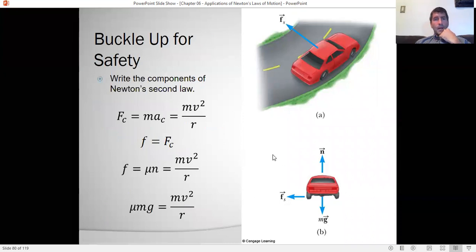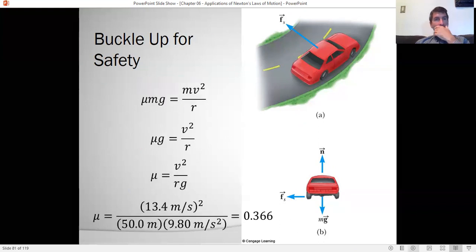So again, the sum of the forces is equal to mv squared over r. There's only one force here because weight pulls down, the normal force pulls up. That is friction. All the other forces cancel out. So I set my friction equal to this. Friction is mu N. The normal force is the weight. So here's my equation right here. So once again, the total force, friction, is equal to mv squared over r.